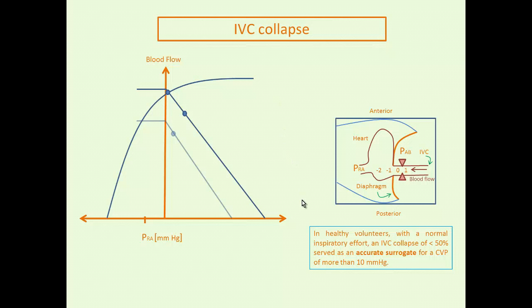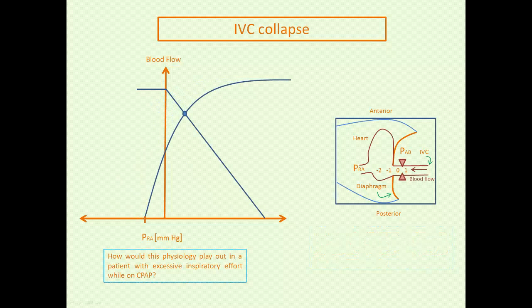Okay, and so that is in healthy volunteers with normal inspiratory efforts, an IVC collapse of less than 50% was an accurate surrogate for a CVP of more than 10 millimeters of mercury, and it just flows from this physiology that we've talked about ad nauseum. Okay, and then you have to bear in mind how these numbers were derived.